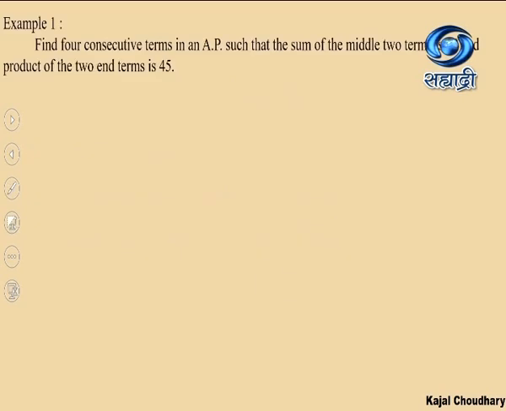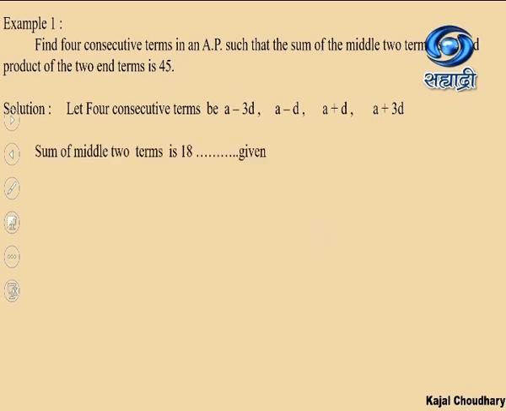Find 4 consecutive terms in an AP such that the sum of the middle 2 terms is 18 and the product of the 2 end terms is 45. Let's see how we can solve this. Let the 4 consecutive terms, as I had shown you in the previous slide, be A minus 3D, A minus D, A plus D, A plus 3D. Now it is said the sum of the middle 2 terms, so the middle 2 terms are A minus D and A plus D, is 18.